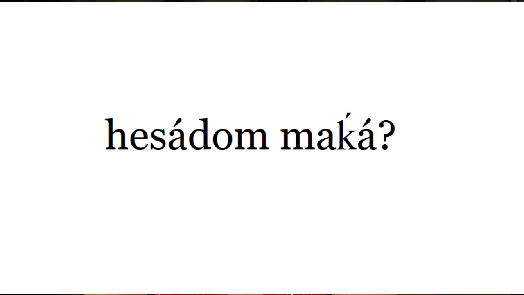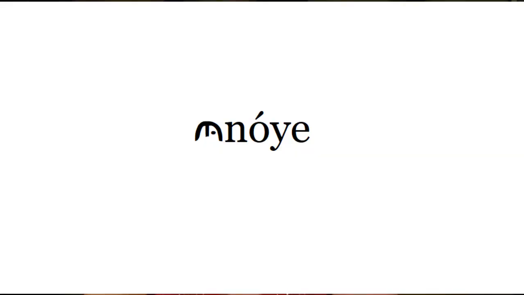You have learned Hesaro Makare. What's wrong with him? If you say Hesaro Maka, it means what's wrong with you. Repeat Hesaro Maka. What's wrong with you? Sometimes people leave off the H when it's at the beginning of a word in Maidu, so it might sound like esadom instead of hesadom. The verb anoye means walk around. Repeat, anoye.